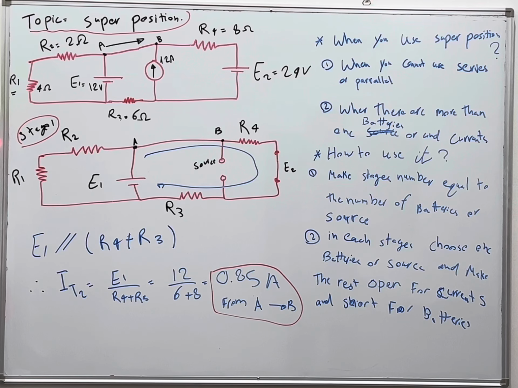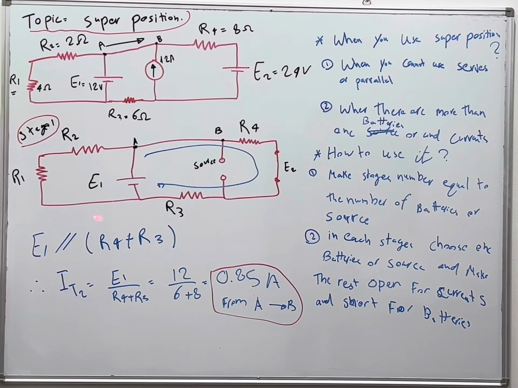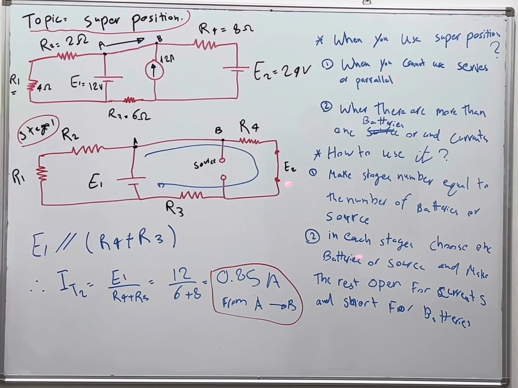So after going to stage 1, we got this circuit. We want the current from A to B, and it's so easy. E1, with 2 points here and 1 point here, is in series with R4 and R3. So E1 is in series with R4 and R3, and in this way you can find the current.